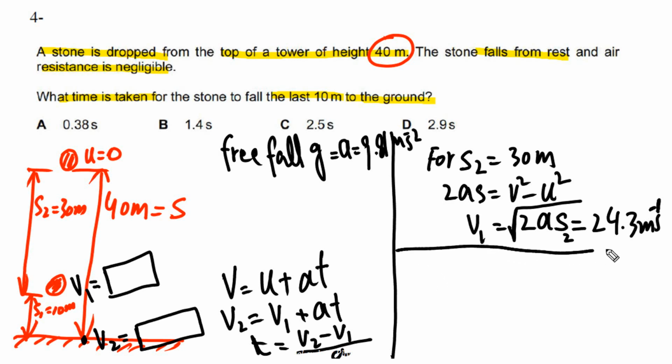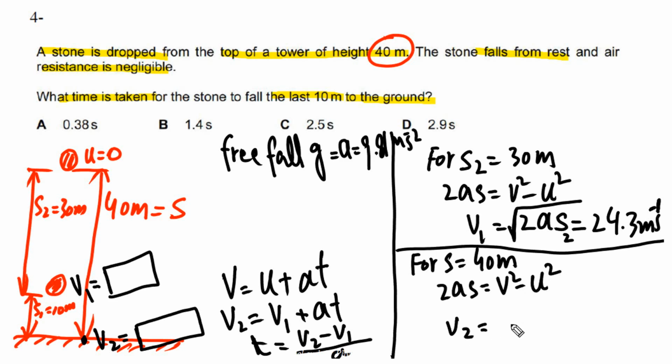Now the second thing we need to do is find v2. So for s equal to 40 meters, we repeat the same steps. 2as is equal to v square minus u square, so v2 will be equal to the square root of 2as, and that will be equal to 28.0 meters per second.